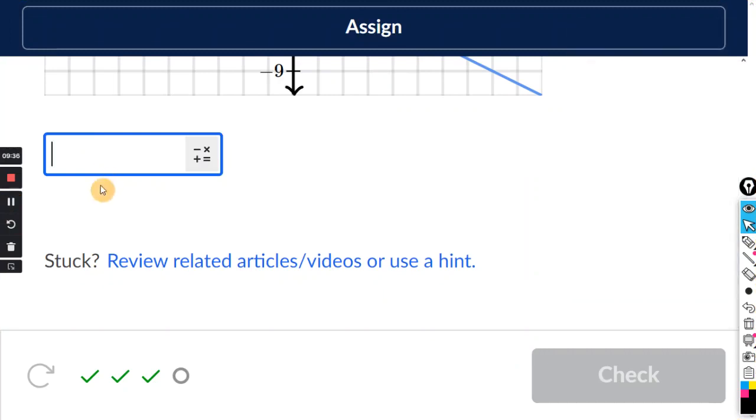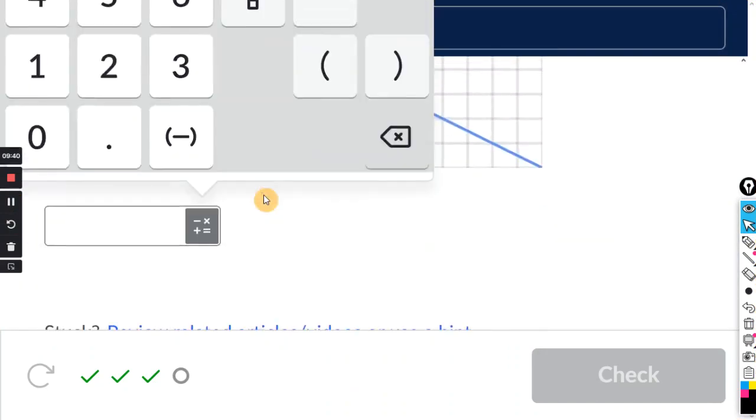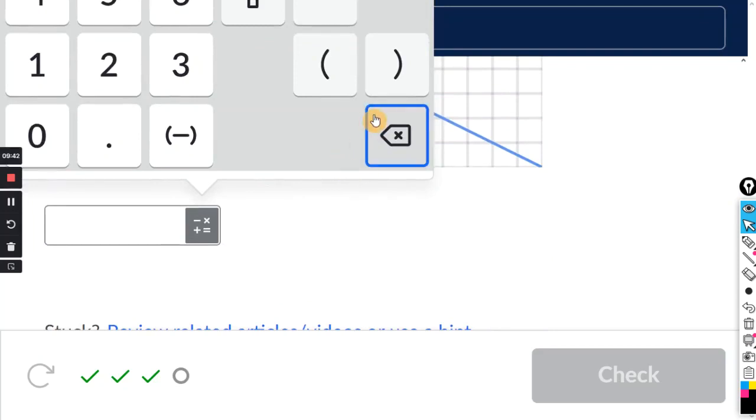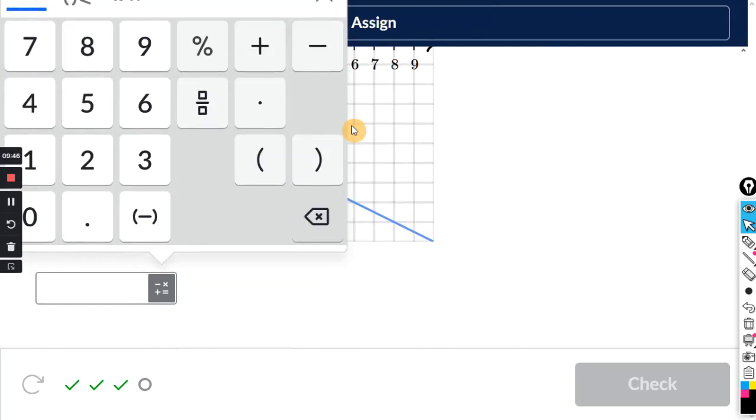So click in the box, click this button here, and look for the square root symbol. I think my screen is too big right now, but anyhow, there should be a square root symbol somewhere. If you can't find the square root symbol, you can type SQRT, and it gives you the square root, and then underneath you can just type 45.